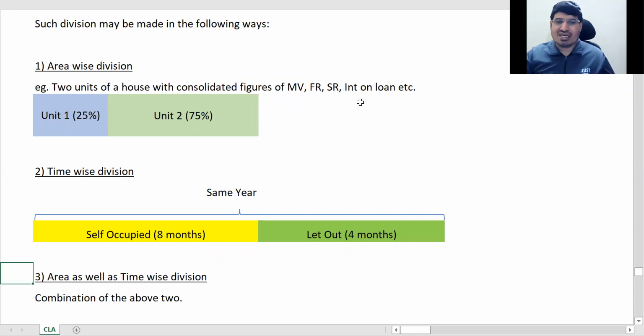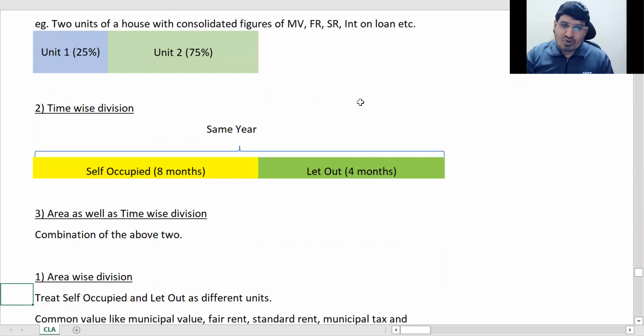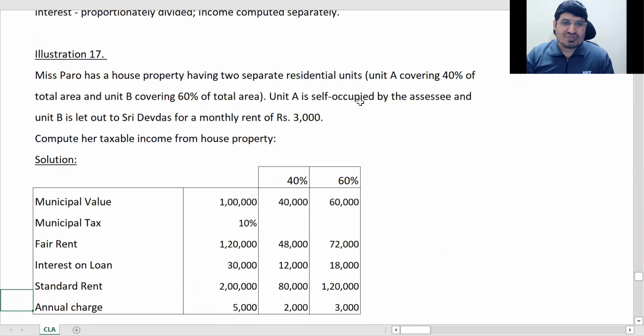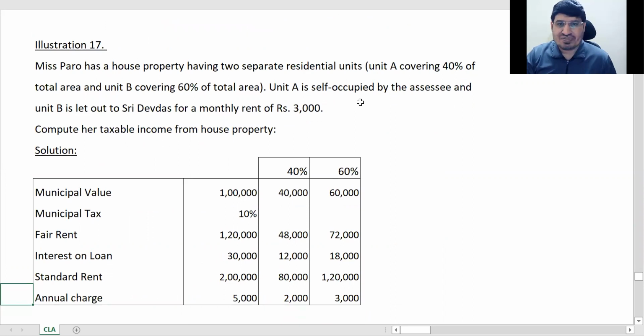Other than that, it's no separate case. It becomes all our previous case only. The only thing is to apportion it on the floor space ratio. So chalo, let's see one problem.